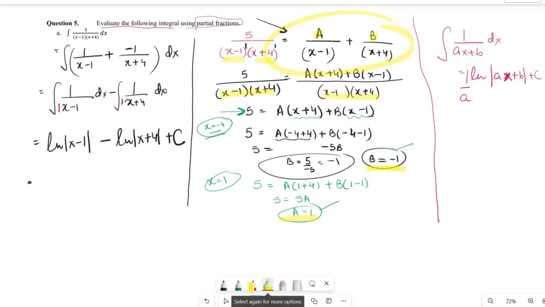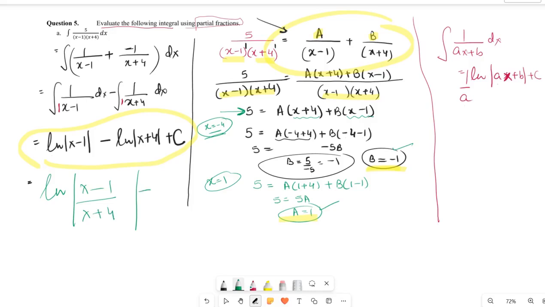We are done. This is a good answer to write, but sometimes, because it's log of something minus log of something, you can also write it as log of (x minus 1) by (x plus 4) using the quotient rule of logs. So this is also a good way of writing the answer, but both of them should be acceptable.